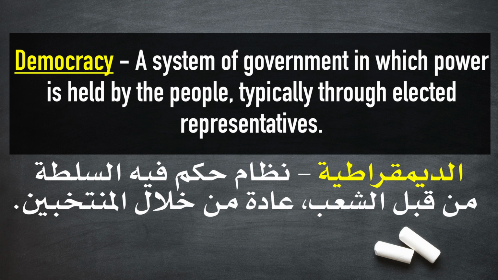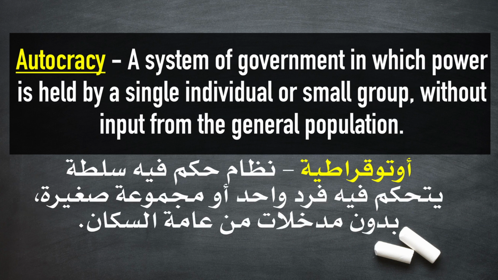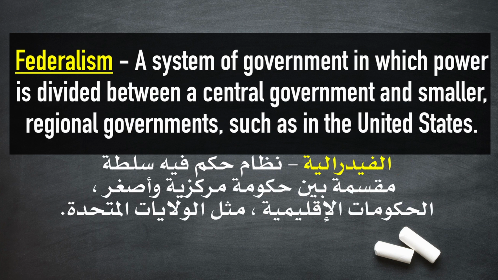Democracy. A system of government in which power is held by the people, typically through elected representatives. Autocracy. A system of government in which power is held by a single individual or small group, without input from the general population.